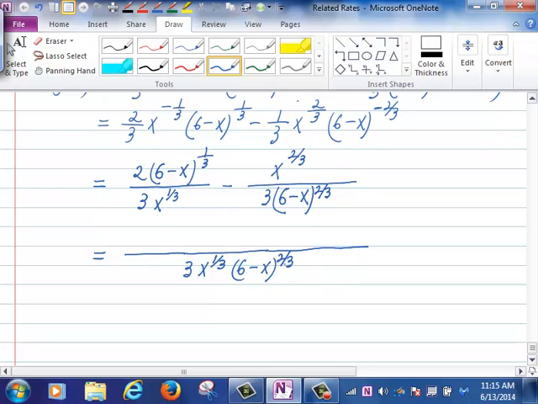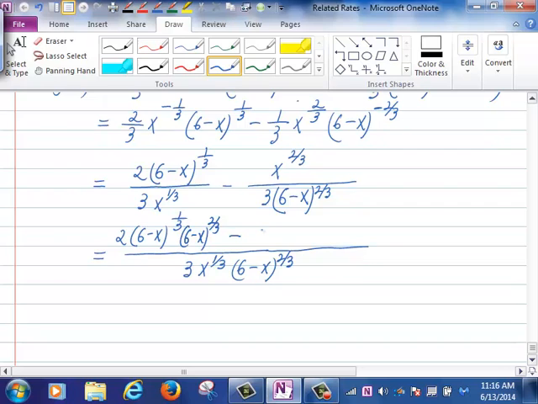Okay. So then what? In the numerator, what do I have? I have 2 times (6 minus x) to the 1/3, and that will be multiplied by what? It will be multiplied with only (6 minus x) to the 2/3, right? So what you do is, this is the common denominator, right? So you divide the common denominator by this. What do you get? (6 minus x) to the 2/3, and that's going to be multiplied with this guy. Did that make sense? So this will be multiplied with (6 minus x) to the 2/3.